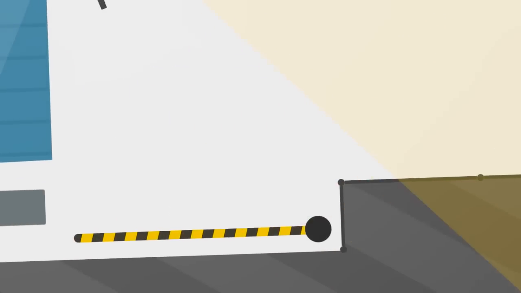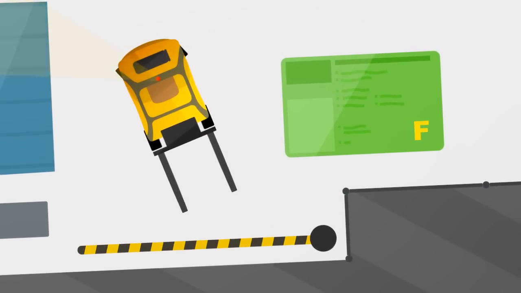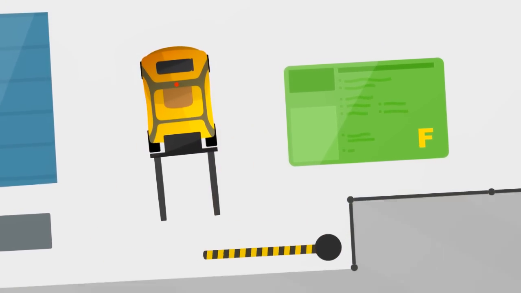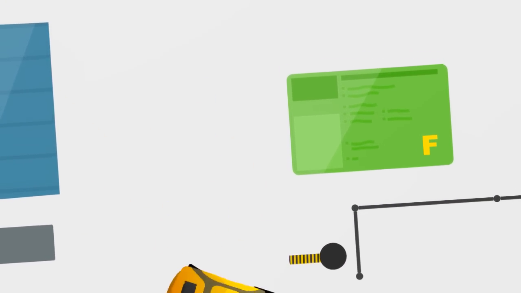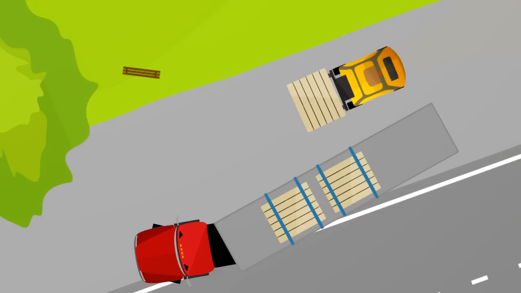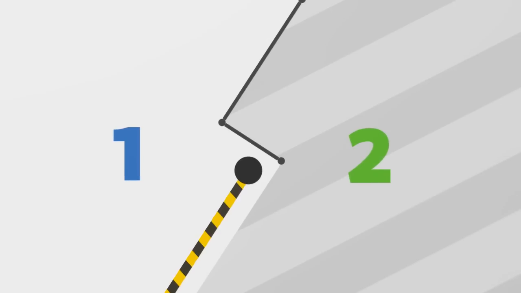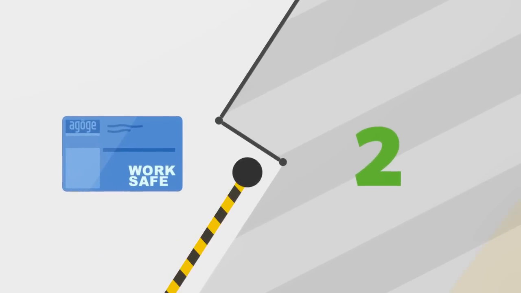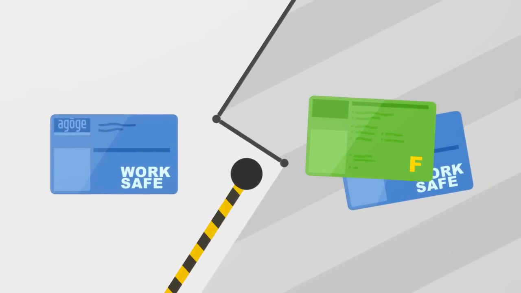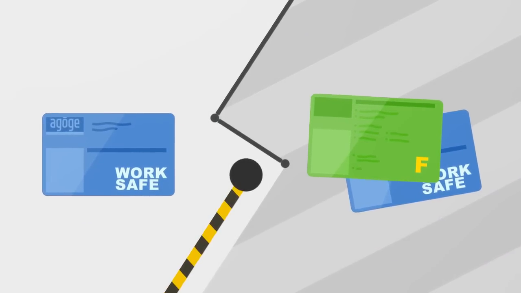You can get your F endorsement by training with a provider approved by the New Zealand Transport Agency. Once your license has been endorsed, you can operate a forklift in publicly accessible areas, like roads, car parks, and at the beach. So there are basically two main requirements for operating forklifts in New Zealand: an operator certificate that everyone needs, and an F endorsement on your driver's license if you will be operating in any public place.